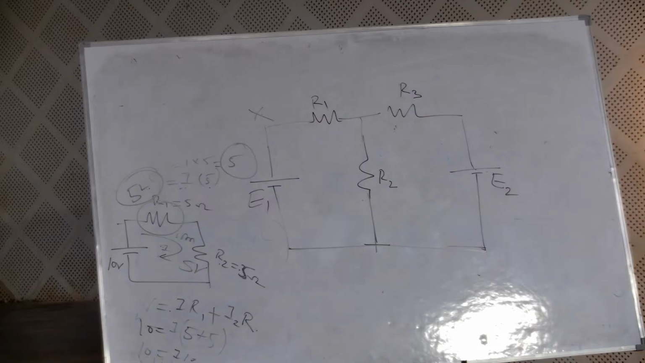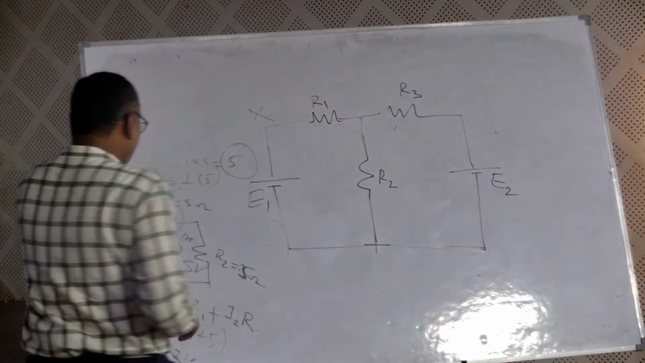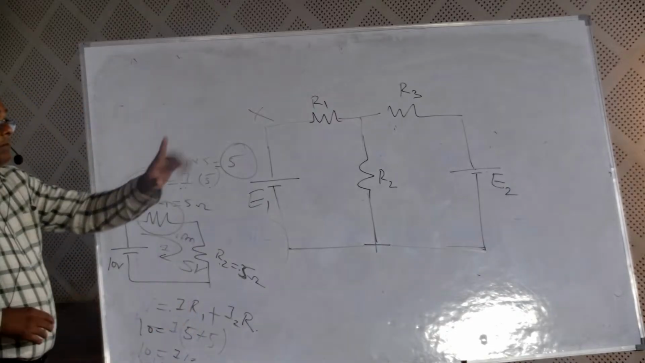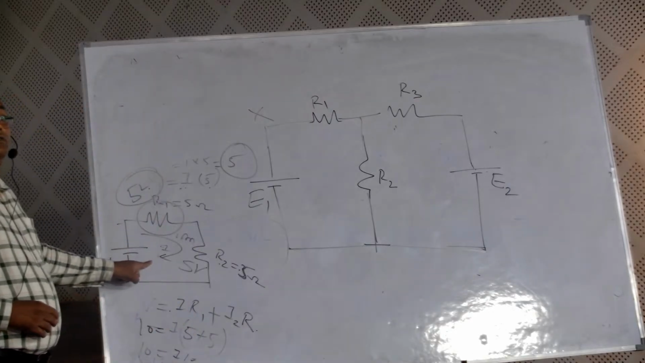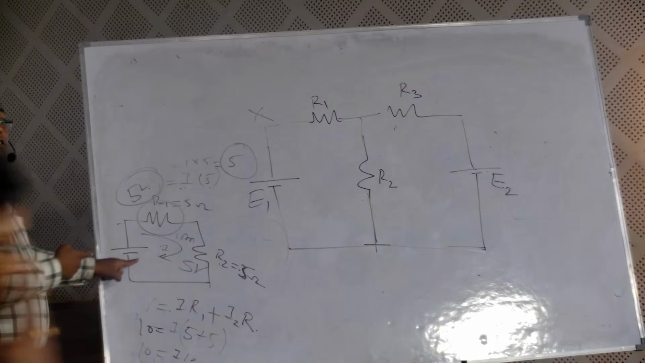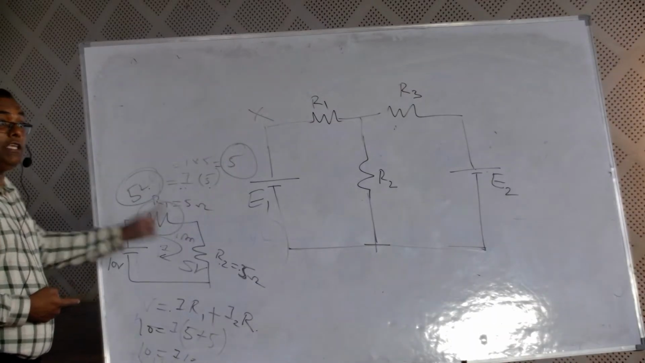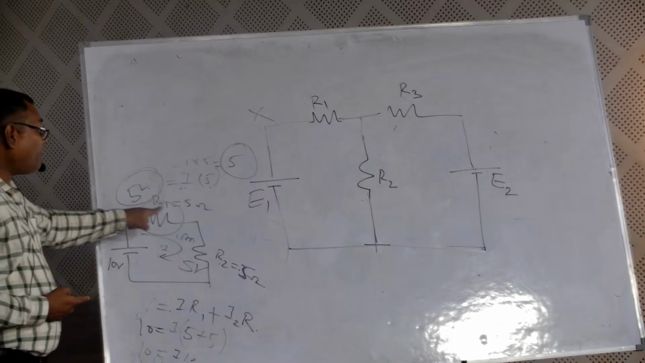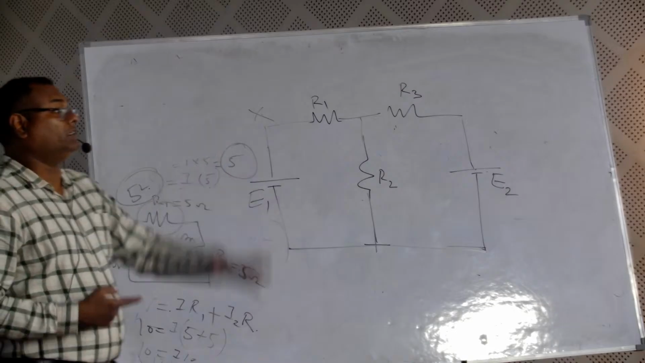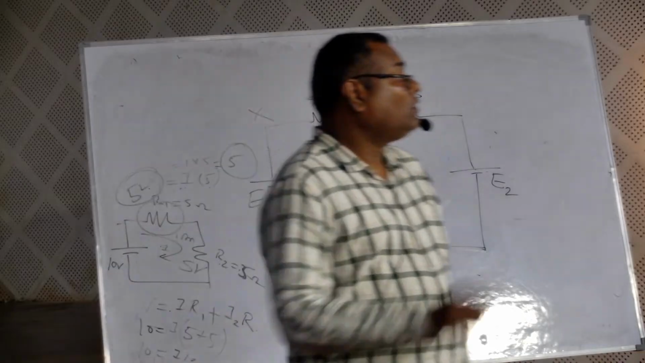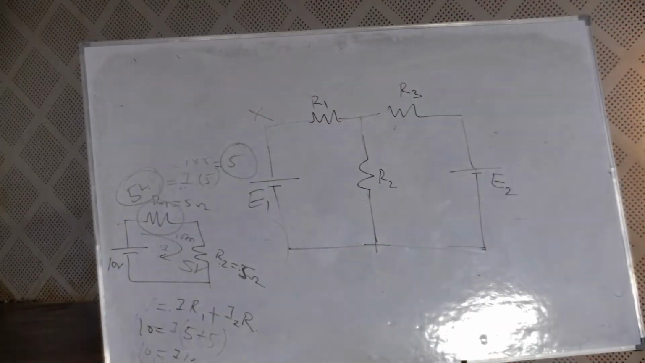Right. So now tell me, by seeing this diagram, tell me the statement. In a closed circuit, the sum of EMF is equal to the sum of voltage drops across the elements. This is the statement of KVL.